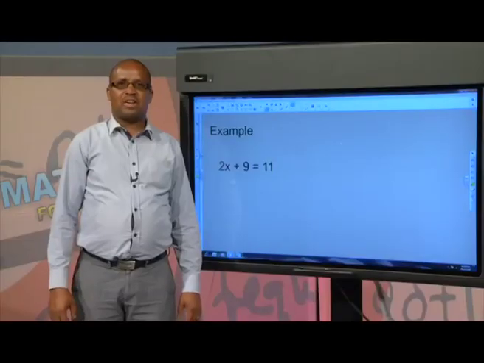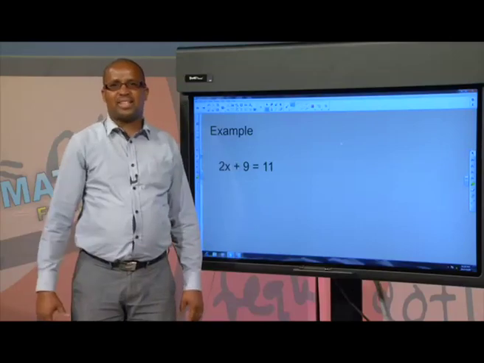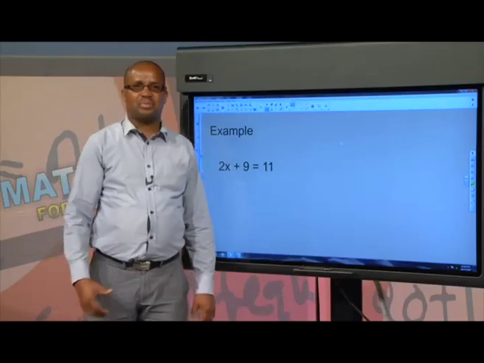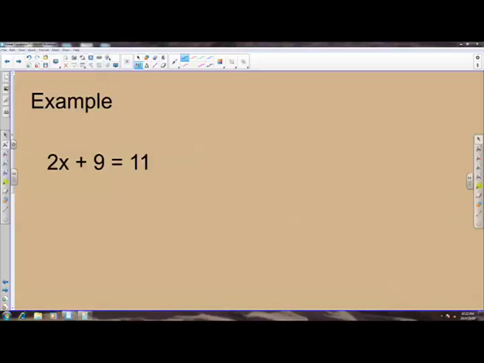Now, I've got an example here on the board with me. Let us have a look at it and then discuss it. The example is 2x plus 9 equals 11. The unknown here is x, and we can see that it's a linear equation. So we are going to solve for the unknown. In this case, the unknown is x. Now, when solving linear equations, we start by collecting the like terms. So we have a 9 here and then 11 here. So 9 and 11 are like terms.